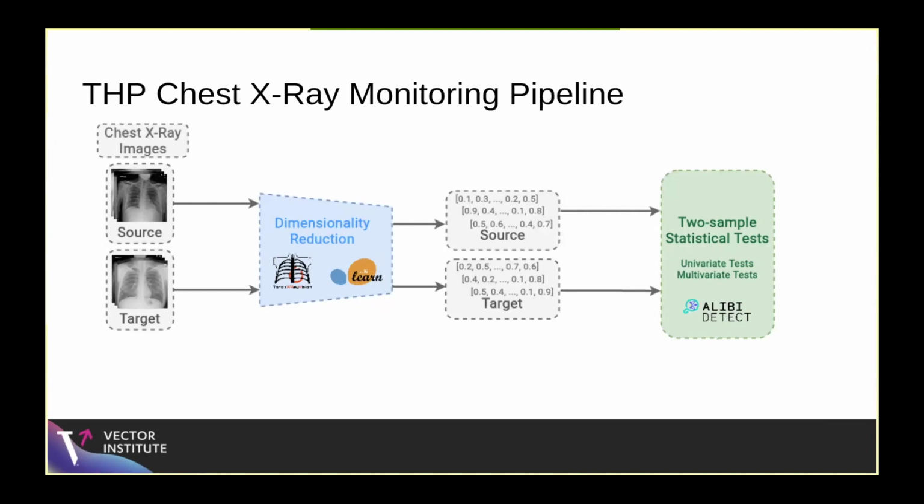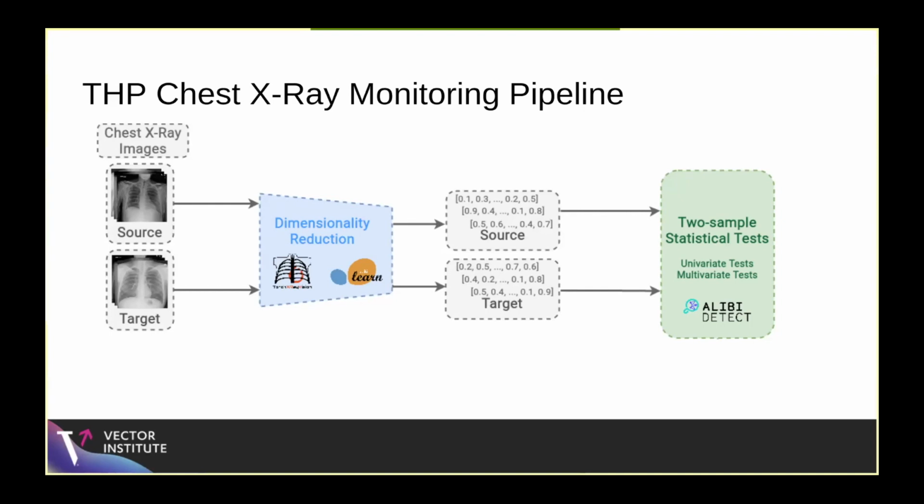So this is an overview of the monitoring pipeline that we set up for THP, just an experimental workflow. It's basically 2 sample tests using the chest X-rays. But first, we pass them through a dimensionality reduction technique. We use a variety of techniques. Some of them work best, but we use the TorchXRayVision library, which has a lot of pre-trained models capable of reducing dimensionality of chest X-ray images. And we also use scikit-learn with standard dimensionality reduction like PCA.